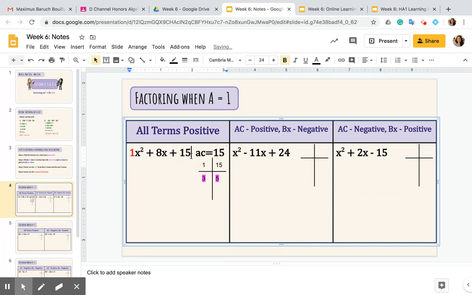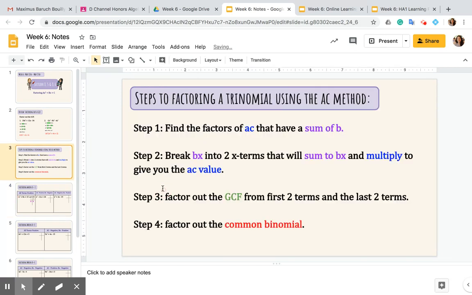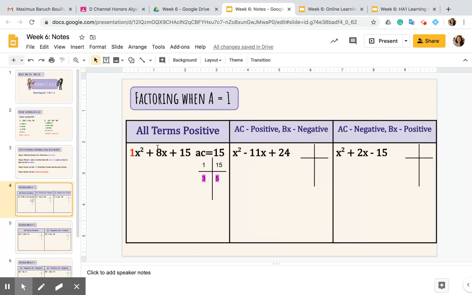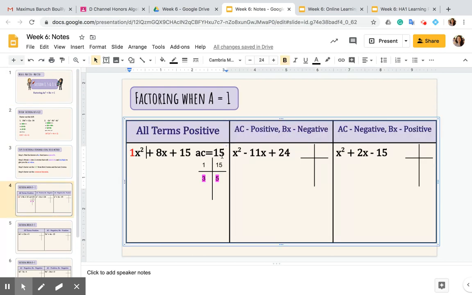What step 2 says is you break that bx term, that middle term, into 2 terms so that I still get 8x when I add them back together again. Basically, you're going to rewrite 8x using these 2 factors. So it's going to be 1x squared. That doesn't change. And instead of 8x, I'm going to write it as plus 3x. This is going to be one of my terms. And then plus 5x. That's going to be my other term.